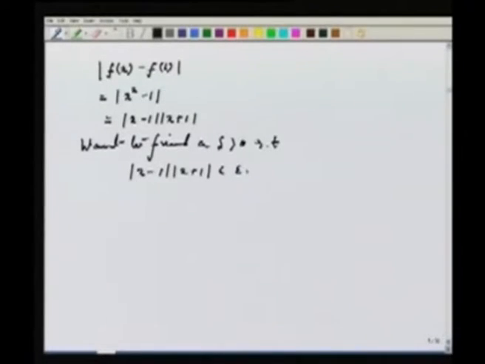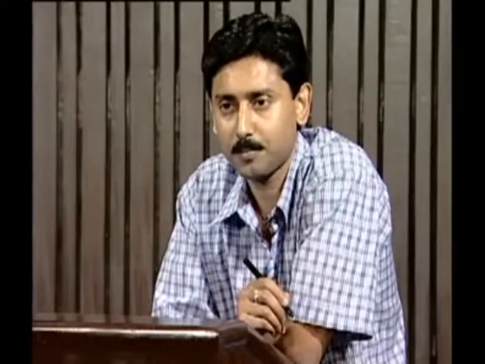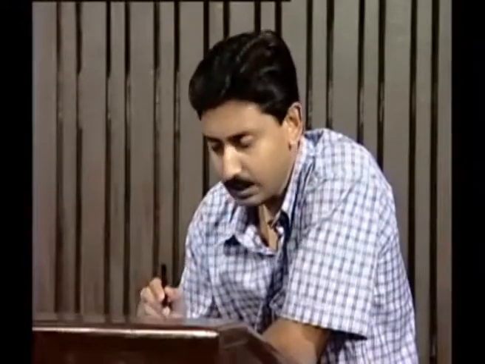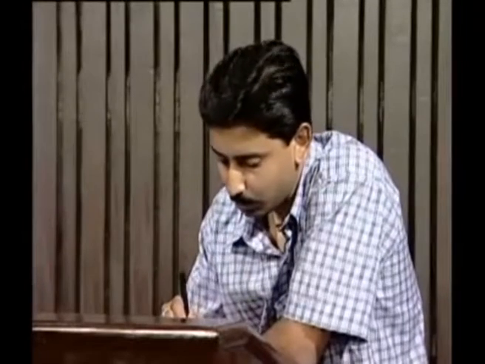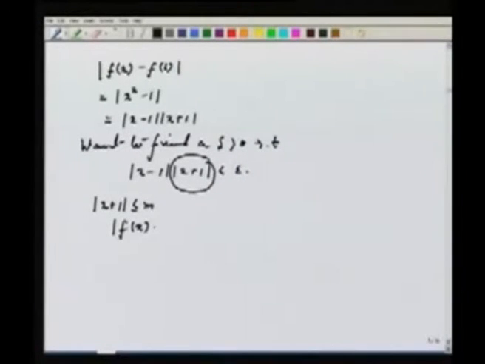Notice that delta is in my hand. I will choose it according to my will. Now, which delta should work? First I need to concentrate on this quantity. If I can somehow choose x such that mod of x plus 1 is less or equals to m, I choose only those x's, then it will turn out that modulus of fx minus f1 is less or equals to m times mod x minus 1. Okay, and I want to make this less than epsilon.